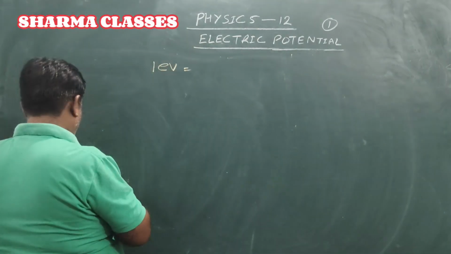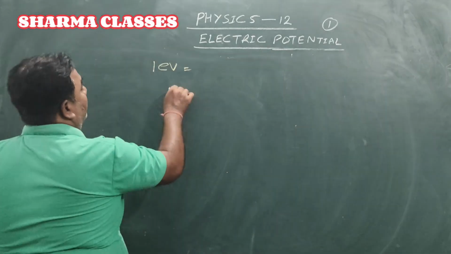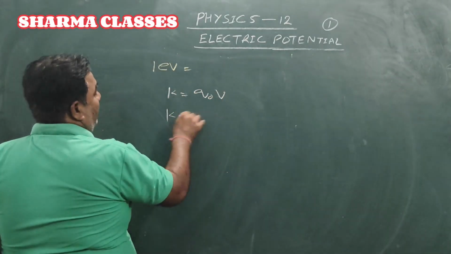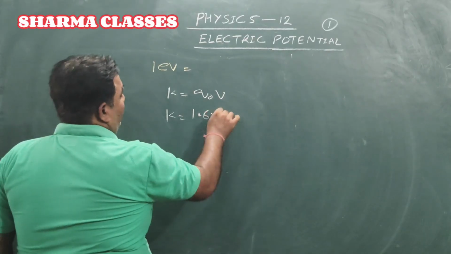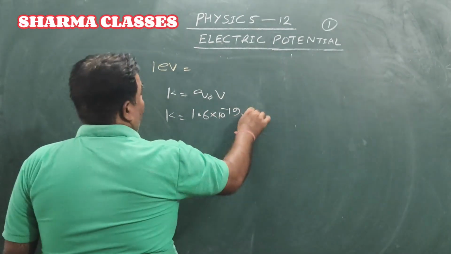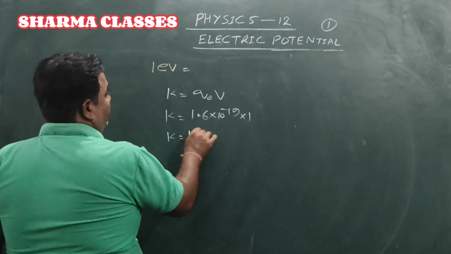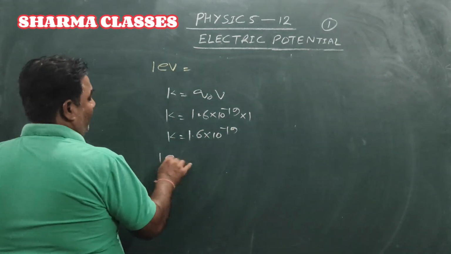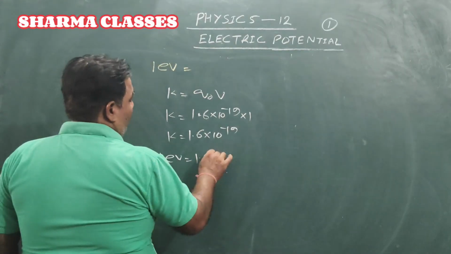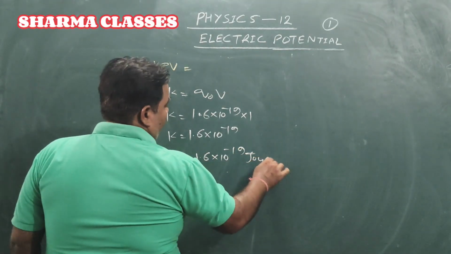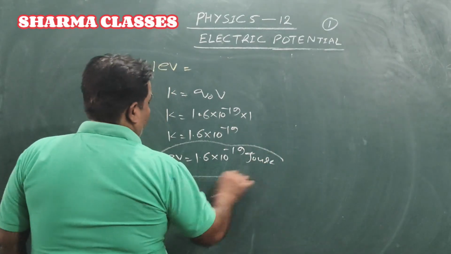So the value of 1 electron volt is K equals QV. The charge of an electron is 1.6 times 10 to the power minus 19, and the voltage is 1. So the value of K is 1.6 times 10 to the power minus 19. So 1 electron volt is equal to 1.6 times 10 to the power minus 19 joule. Okay, this is electron volt.